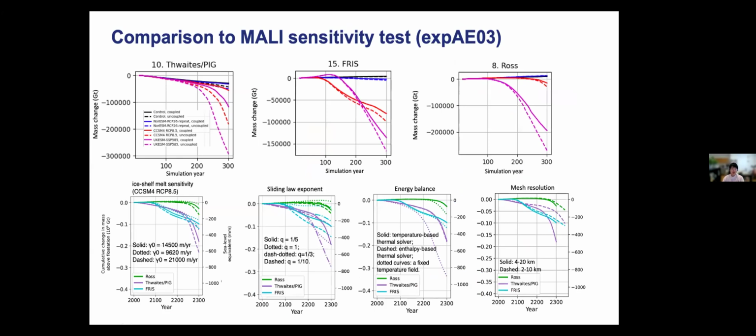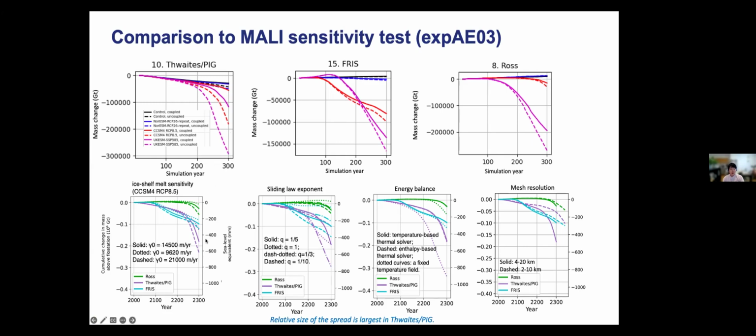So this is my last slide, putting our results into context of more broader sensitivity test work that's been done by Trevor Hillebrand. He's drafting it up now, and we basically tested sensitivity of the standalone ice sheet model using MALI to incorporating different ice shelf melt parametrizations, different sliding law exponents, different formulations of energy balance, and also mesh resolution and more. And basically, the relative size of the spreads in each sensitivity test, compared to the relative size of the spread in the coupled GRD work, is the largest in the Thwaites region.